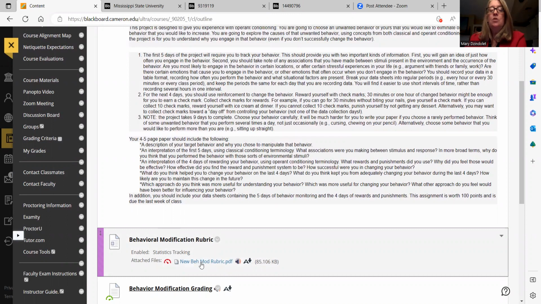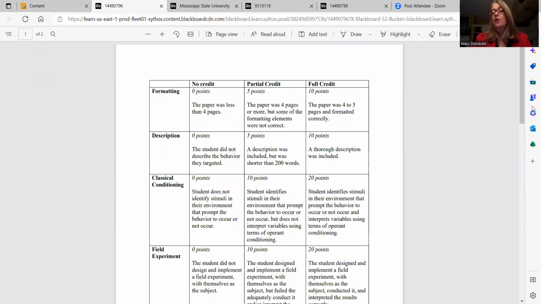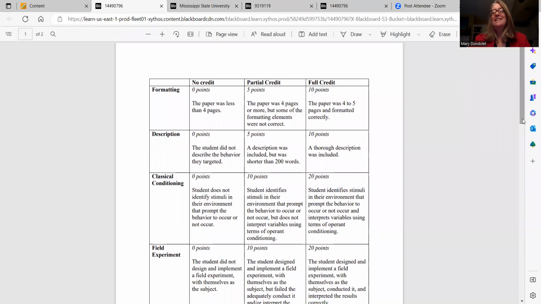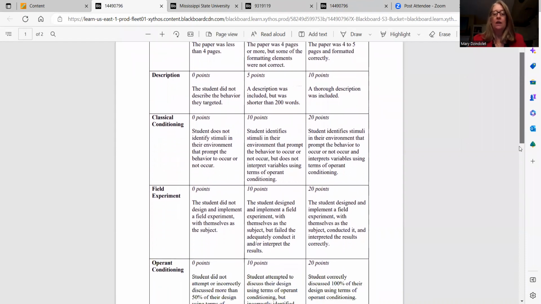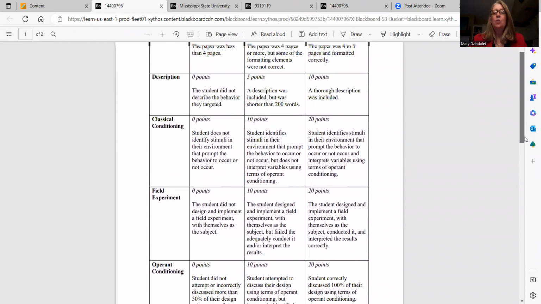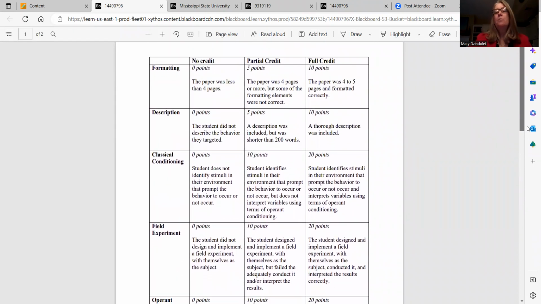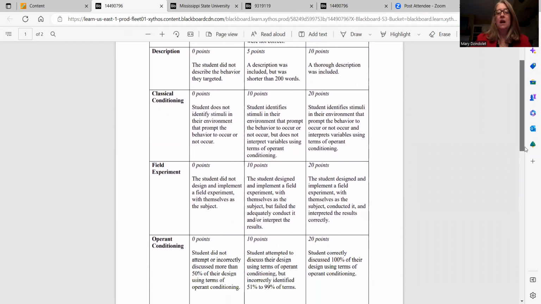This rubric we use to assess your paper as a department. So this is less for your grading. It is used for grading also, but it's also used for our assessment. We want to make sure that at least 80% of the students who graduate with a psychology degree or even take psychology of learning score at least an 80% or higher on this assignment. And so this gives you even more information about how the points are assigned.